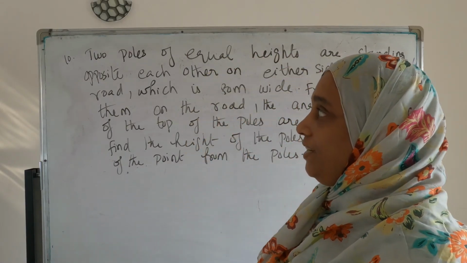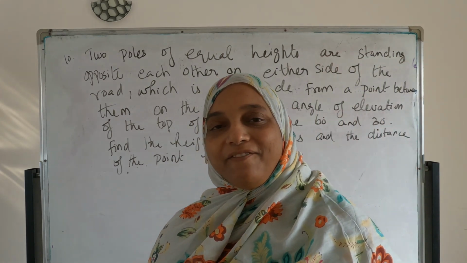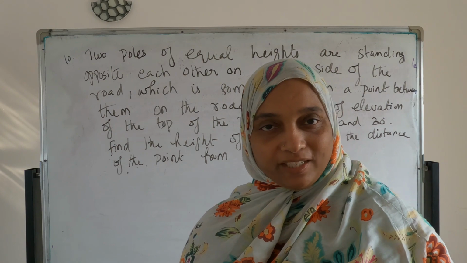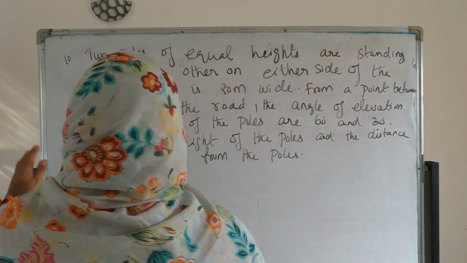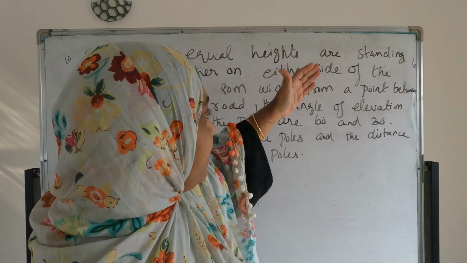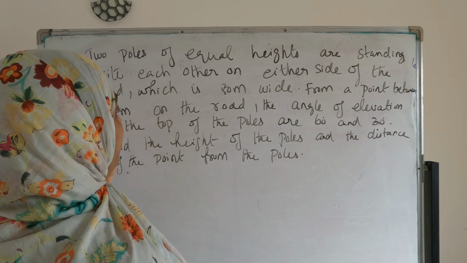Now we are going to analyze the 10th sum of some more applications of trigonometry. First we read the sum and understand the concept, then we will start to do the sum. Okay? Let's start. Two poles of equal heights are standing opposite each other on either side of the road.